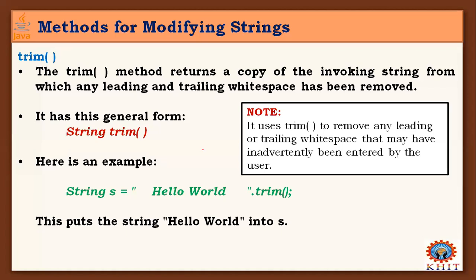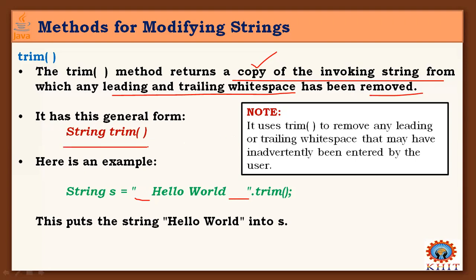Next one, trim method. This method is used to ignore the white spaces given in a string, mainly long white spaces. This method returns a copy of the invoking string, only a copy, and does not modify the original string. It is a copy of the invoking string from which any leading and trailing white spaces have been removed. Leading means a string starting with white spaces, and trailing white spaces are after the given string.